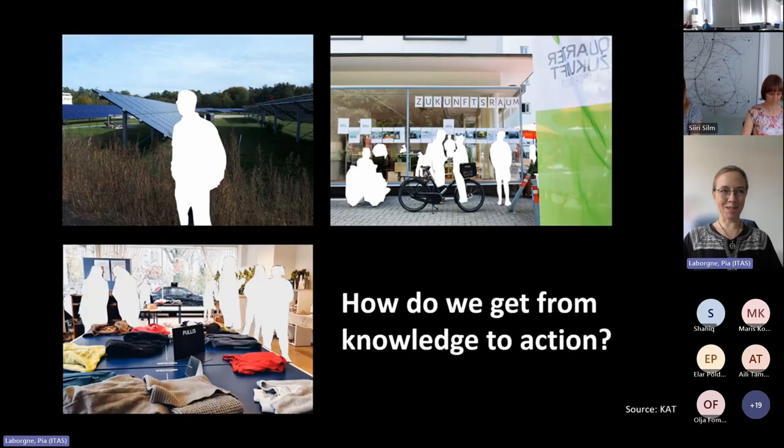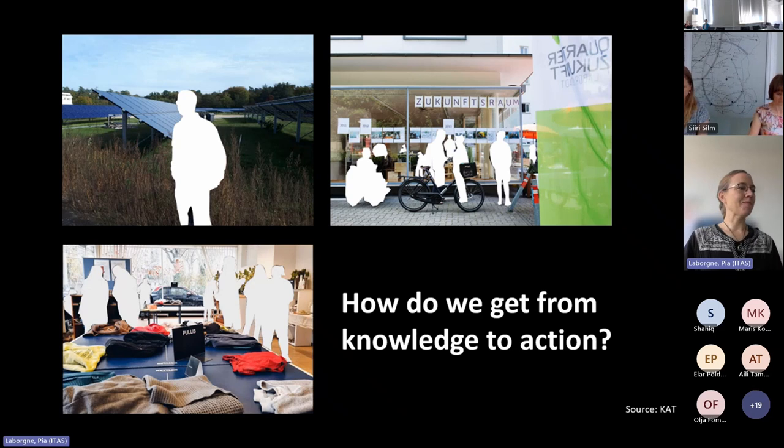So what it is about. Cities face and need to address a multitude of challenges, like relating to climate change, mobility, social inclusion, health. In this context, urban experimentation has prospered as a framework to enable innovation and transformation in cities. The basic question is, how do we get from knowledge to action?